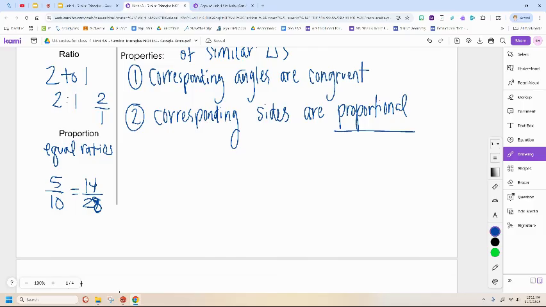What could we simplify 5/10 to? Yeah, what's that equal to? 1/2. So we could say 1/2 equals 14/28 is also 1/2. So that's one way to say that they're equal to each other. But actually another way, and this is how we solve proportions, is to look at those cross products, right?